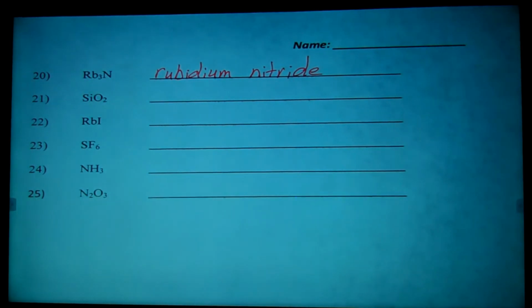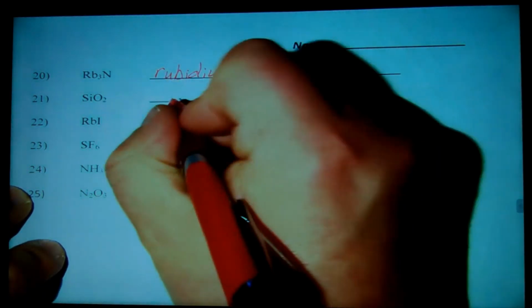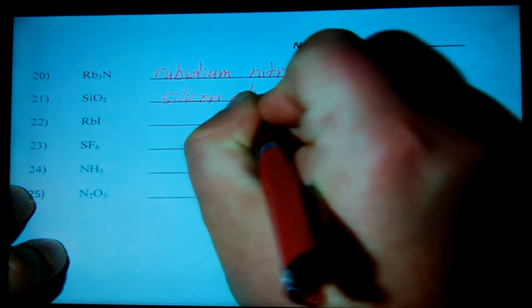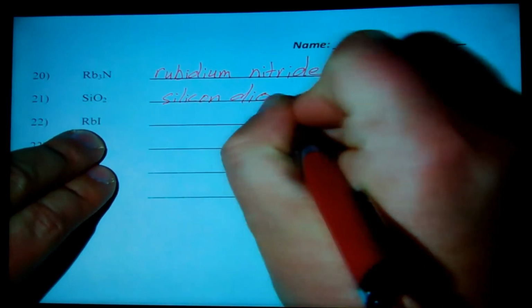Number 21 is SiO2, silicon and oxygen. They are both nonmetals. Therefore, covalent bond. So we will use the prefixes. So silicon, di for the 2, oxide.